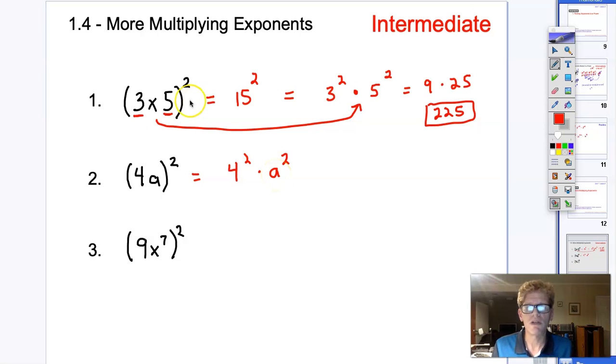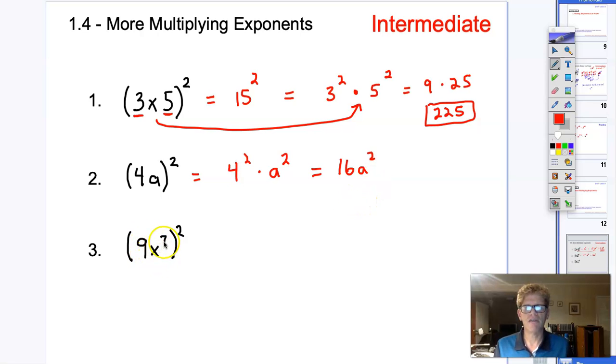Now don't be fooled. A lot of times what people will do is they'll just take this and they'll say that's 4a to the second. But it's not. It's 4 to the second times a to the second, which gives us actually 16a to the second. Then we've got one more down here.